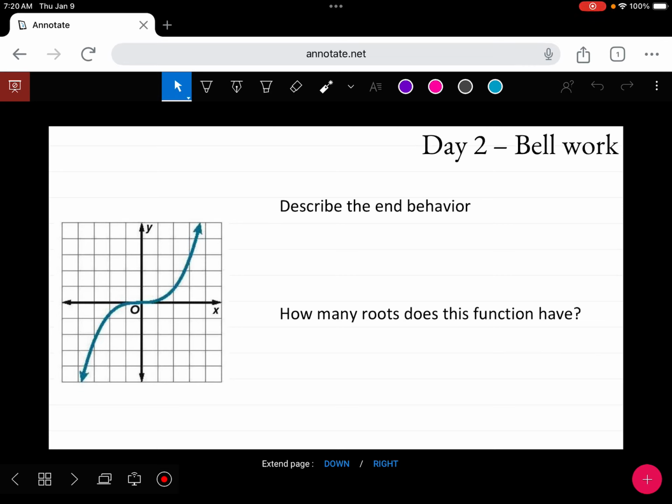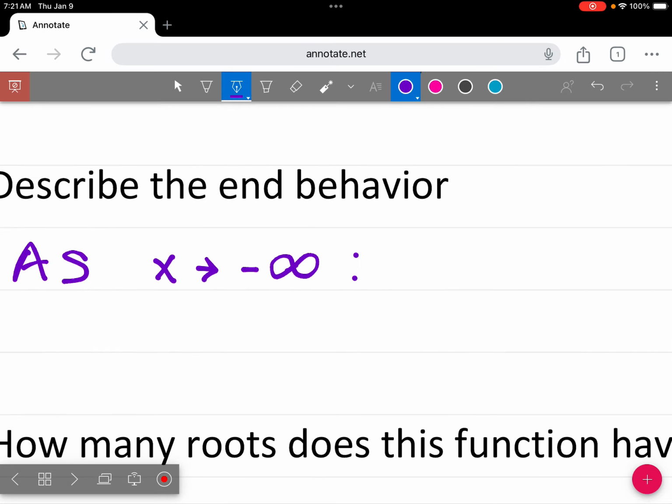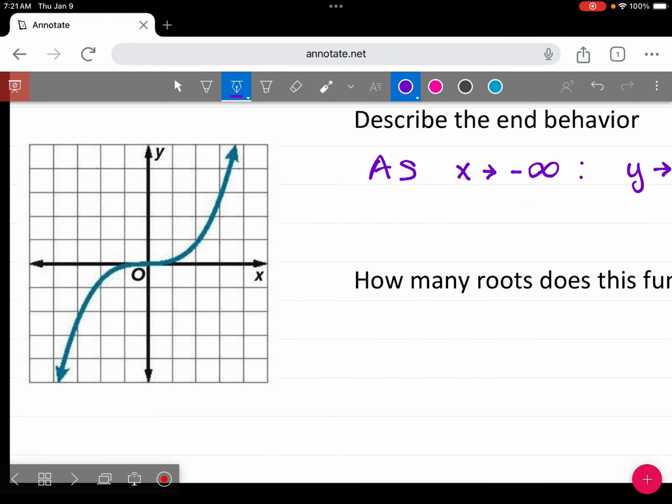All right. So how would we describe the end behavior here? Let's just do one arrow at a time. You start from left to right, right? You can do either one. Doesn't matter which one you go. Which one do you want to do? As x approaches which way? Negative infinity. What's happening to our y values? Y approaches negative infinity. My left arrow is going down. That's what this one is talking about. As x approaches negative infinity means as we go further and further left, my y's go farther and farther down.